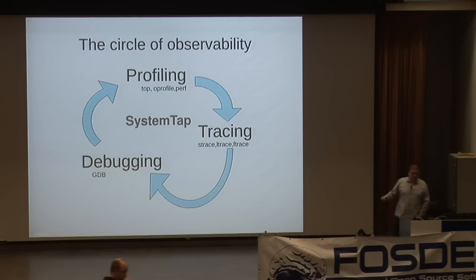So why do we want to have something like SystemTap? If you are looking at what your system is doing, there are a lot of nice tools. You can do profiling with top to see what's running on your system using oprofile or the new perf tool. You can use some tracing tools, strace to trace your system calls, ltrace for library tracing, the new ftrace tool to trace kernel function calls. And of course, if you then have figured out what is going on, you can drop in to the debugger and really inspect what is going on.